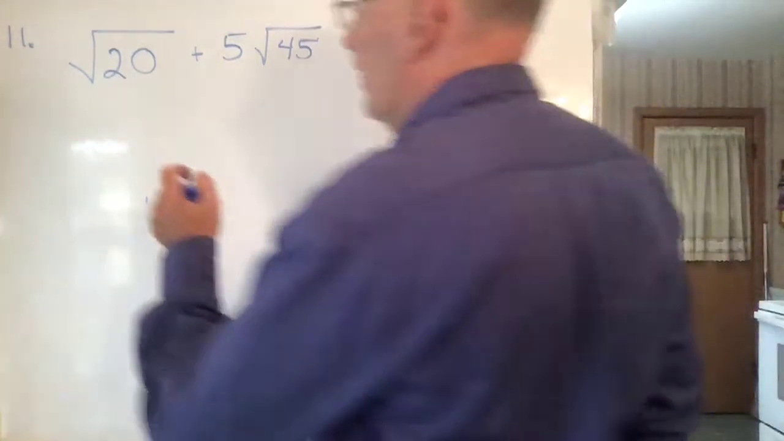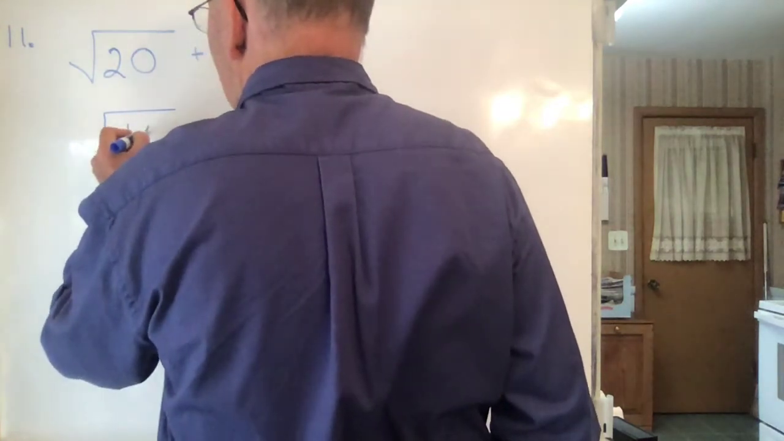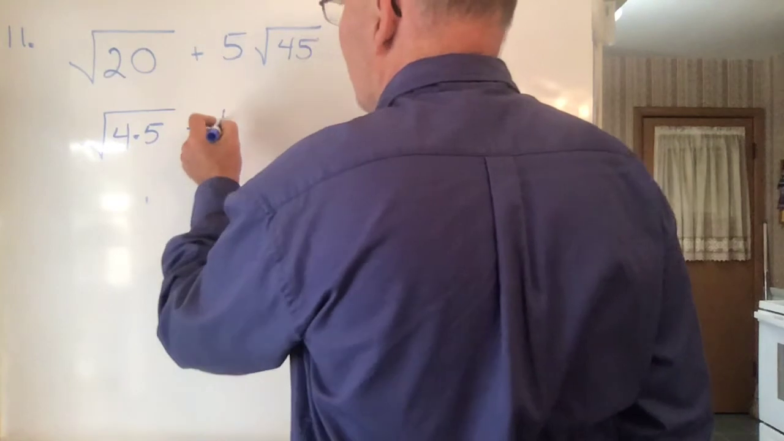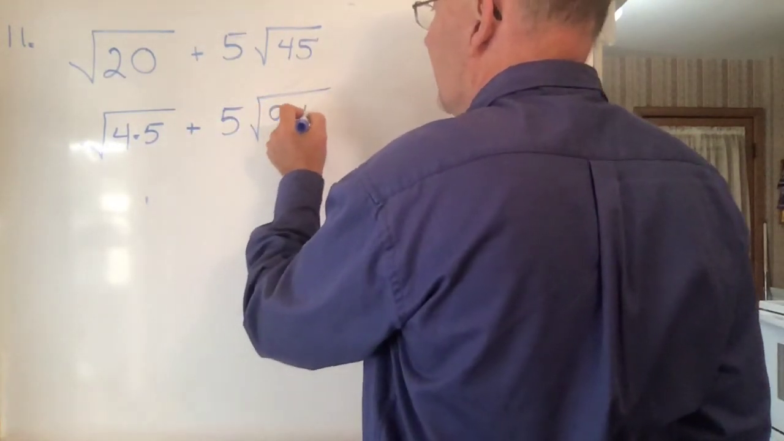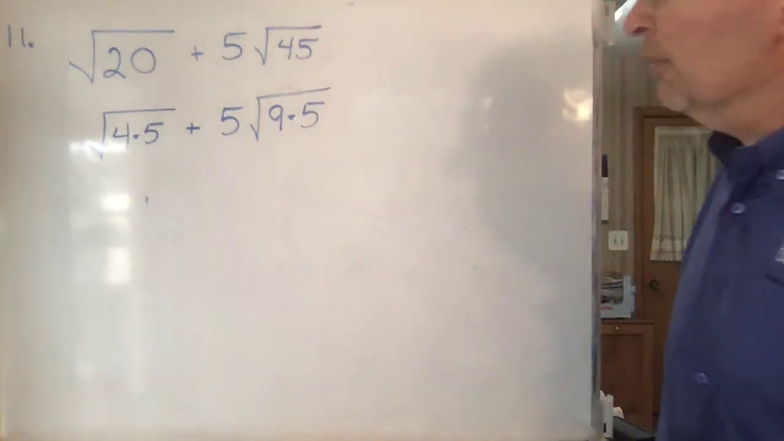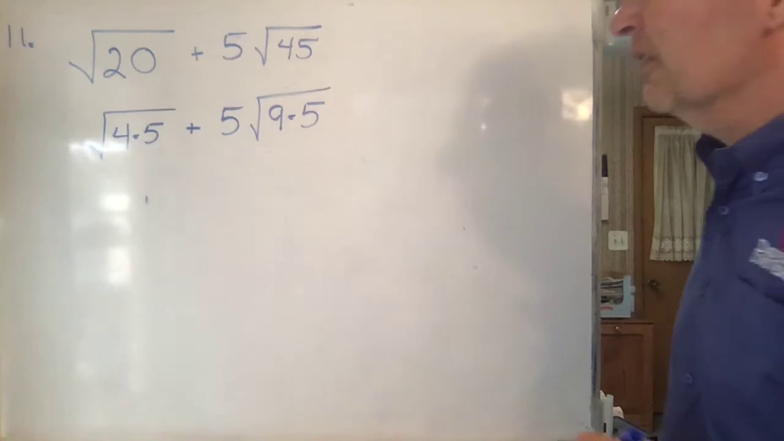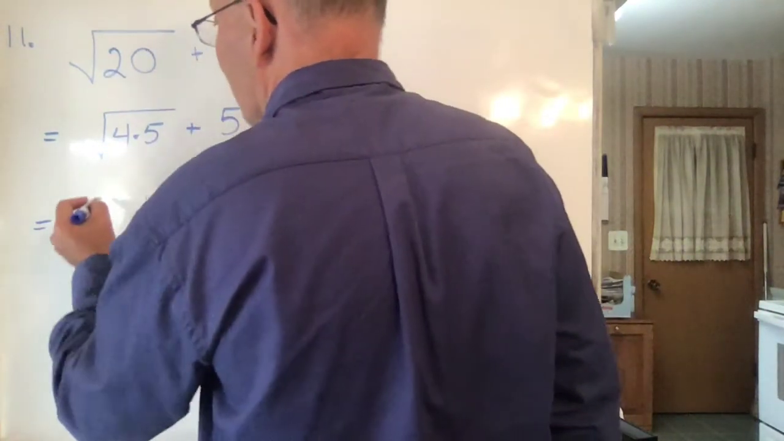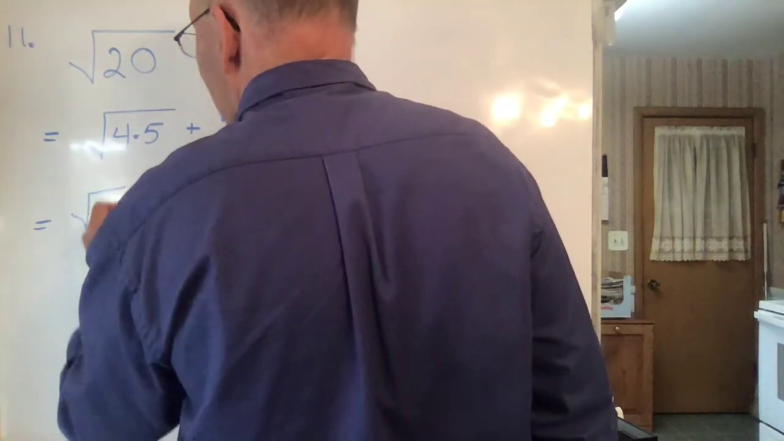Remember that we can write this square root of 20 as the square root of 4 times 5, because that's what 20 is. And I can write 45 as the square root of 9 times 5. Agreed? That's what 20 is, and that's what 45 is. Now, this thing is equal to the square root of 4 times the square root of 5.